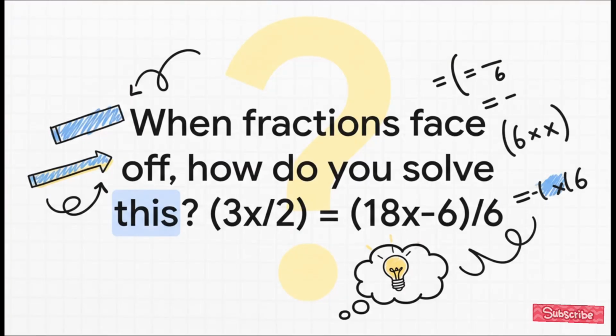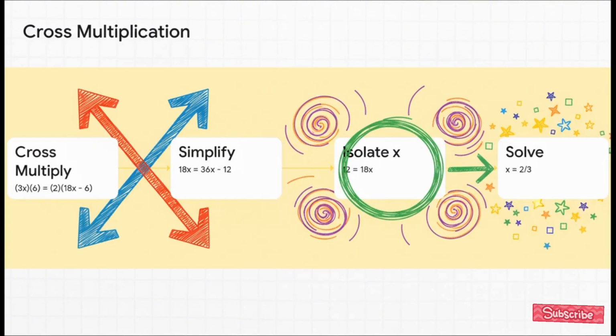This is a total classic. The kind of problem you're pretty much guaranteed to see on an exam like the SAT. Fractions facing off against each other look scary, but there's a really simple trick to it. The magic here is called cross multiplication. You literally multiply across the equal sign.